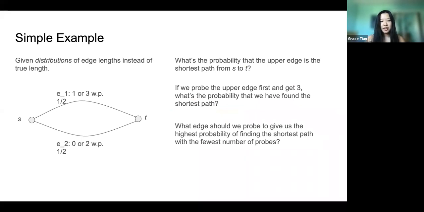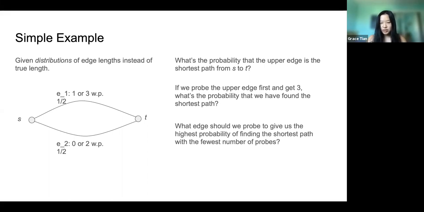So here we have a simple example of a shortest path problem. We're given two edges, and S is our starting point and T is our destination. And so we have two possible paths. Each path only has one edge. The upper edge, E1, is either 1 or 3 with probability 1/2, and the lower edge, E2, is either 0 or 2 with probability 1/2. And so on the right, we have some questions that we ask ourselves when we're trying to figure out possible algorithms for shortest path routing.